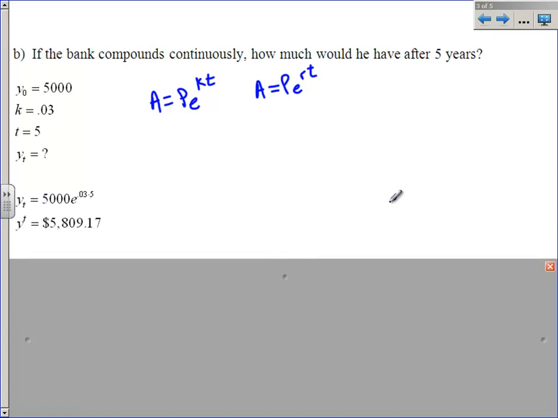And for those of you that investigated the policeman on your web quest for the interest rate, you saw compound interest actually gives you more money. Unless you borrow it, then you're paying more money.